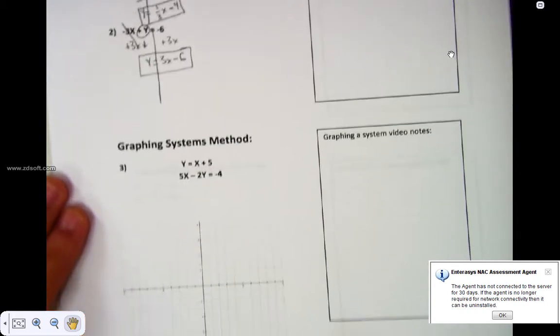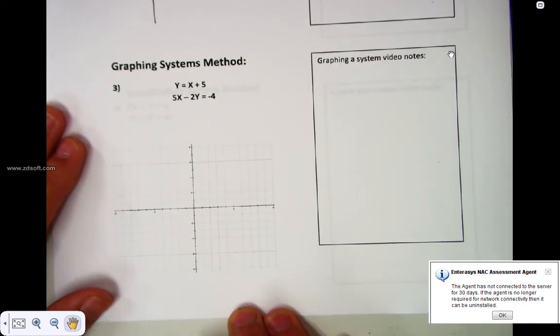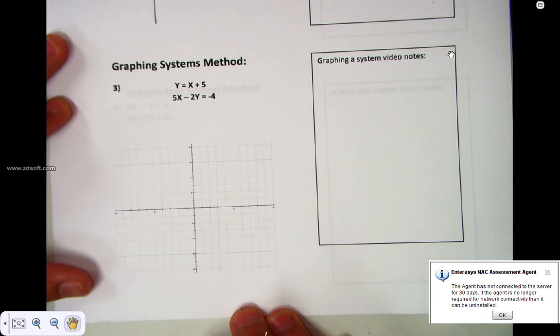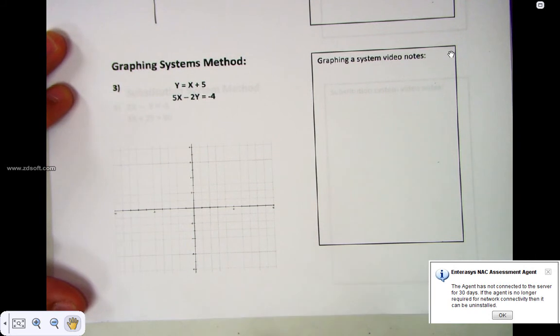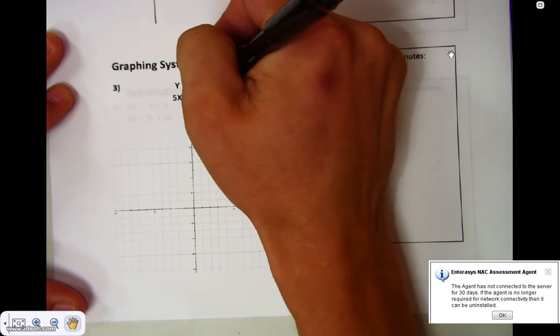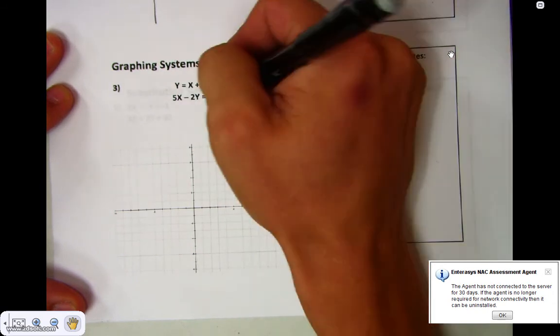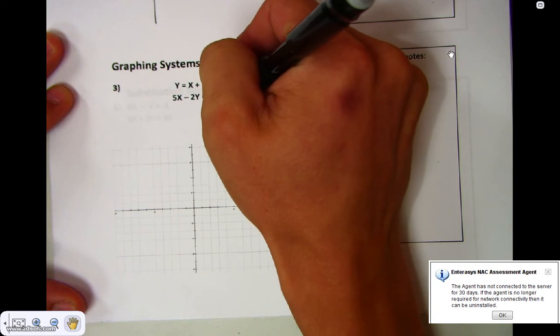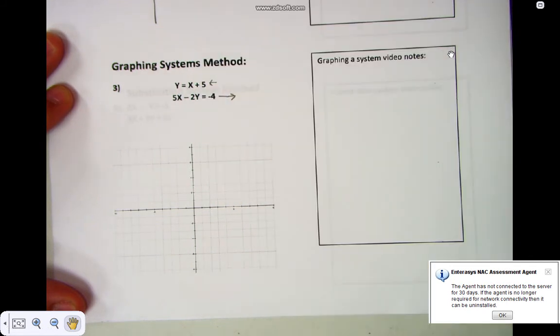Okay, so on to graphing systems. So in graphing systems, if we're going to graph something, we need y to be by itself on both equations. So we already have it on one equation. This one's good to go. But I need to solve the next one. And remember, when we graph a system of equations, what we're looking for is the place where those 2 lines are going to intersect.